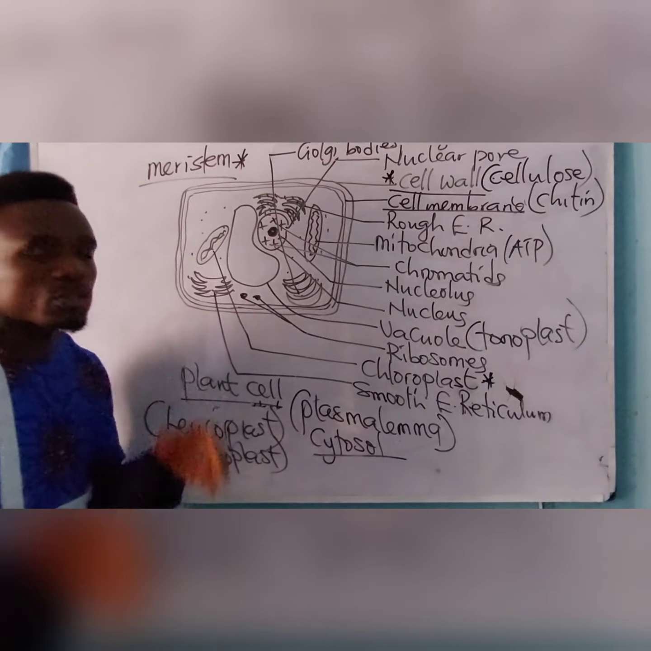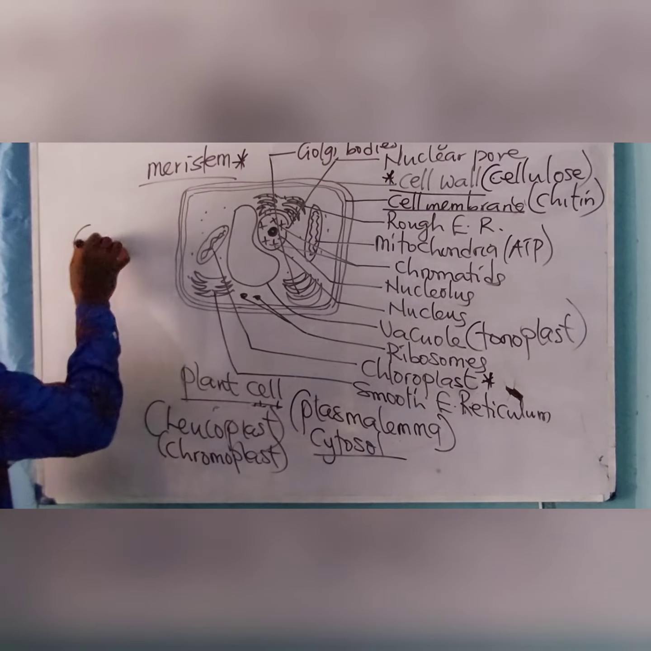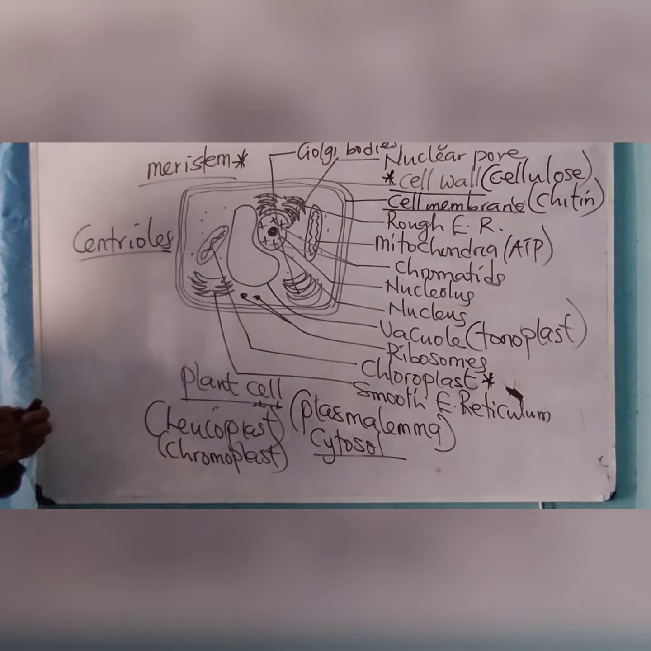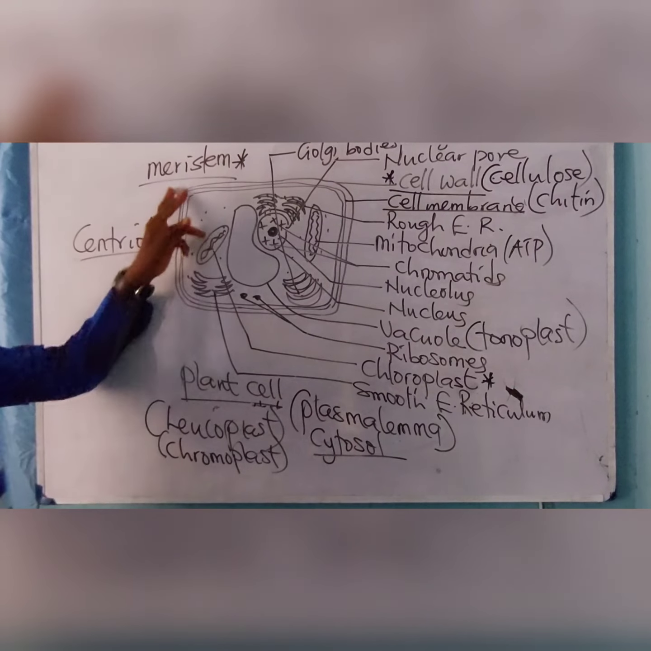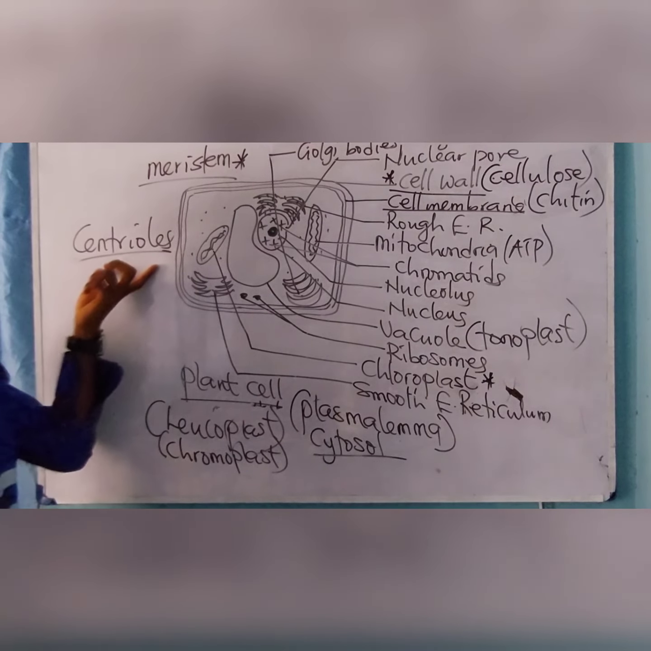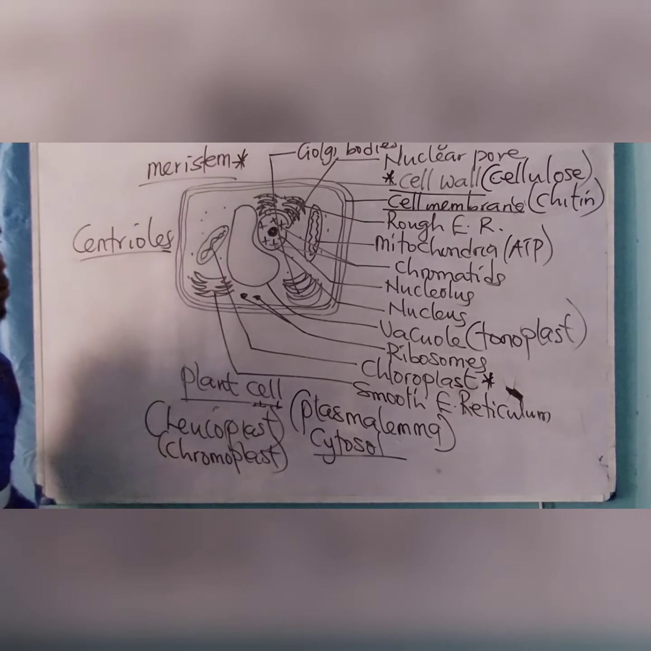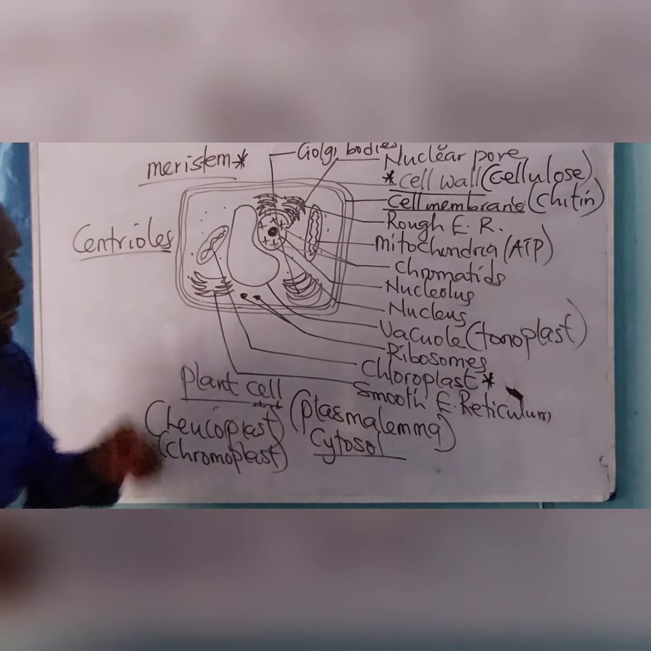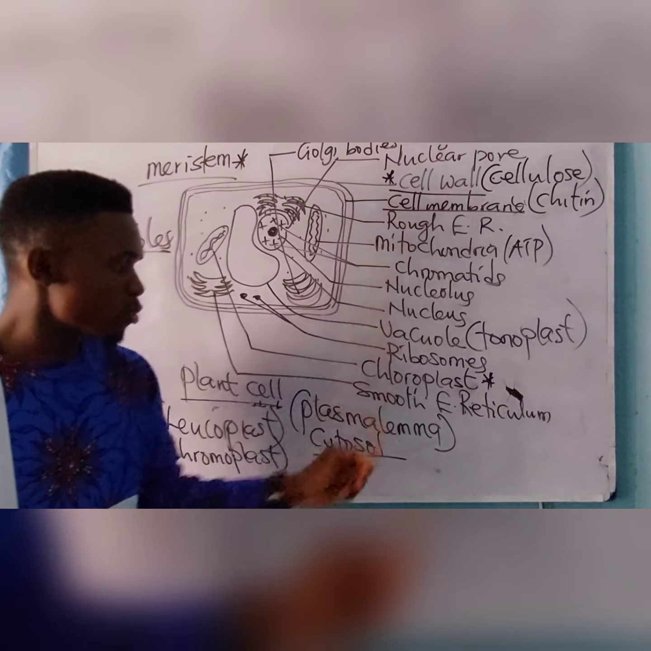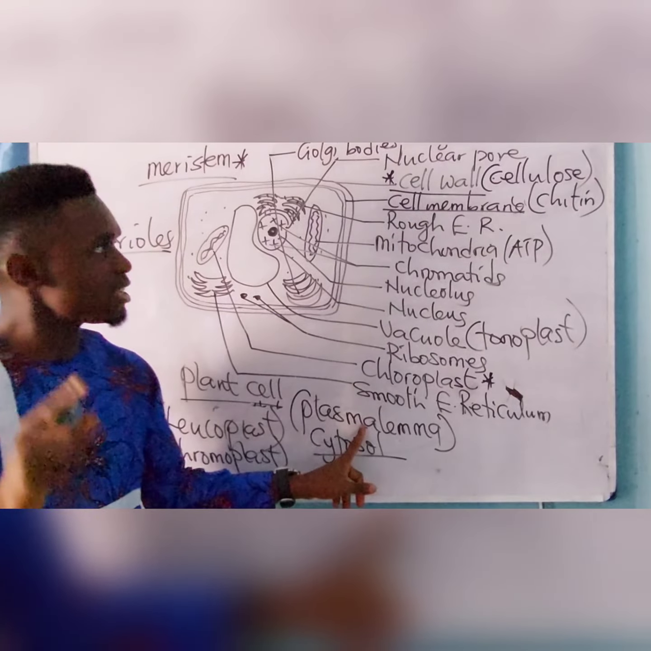But centrioles, nice, centrioles. The region of cell division in plants is called meristem, but the region of cell division in animals is called what? Centrioles. Please take note of that. At this point, we'll call it a day. Now, please, another name for the cell membrane, I told us before, is called what? Plasmalemma. Take note of that.